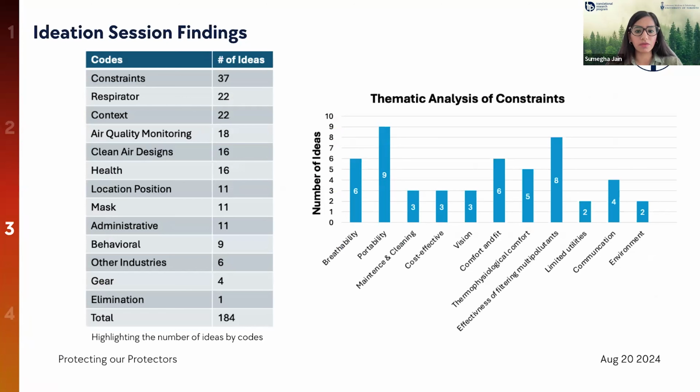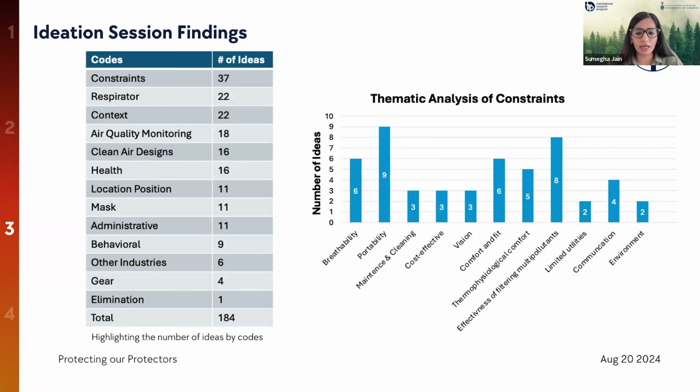Notably, the majority of these ideas were centered around the theme of constraint, which is defined, as per our study, as limitation to consider from the unique conditions and realities of the occupation of wildland firefighting. As you can see in the image on the right, we further subdivided these constraints into sub-themes, focusing on aspects such as portability, breathability, and more that provide deeper insights into the challenges and opportunities within this area.